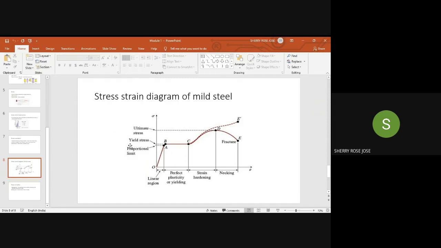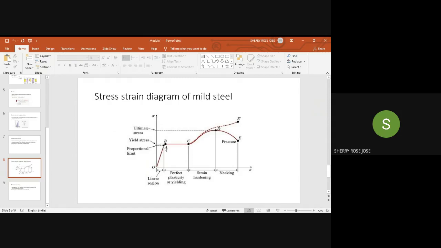In this figure, you can see there are various points such as proportionality limit, yield stress, ultimate stress, fracture stress, etc. From O to A, the stress is directly proportional. The y-axis shows the stress sigma and the x-axis shows the strain epsilon. Up to A, the stress is directly proportional to strain, and that is why this is linear.